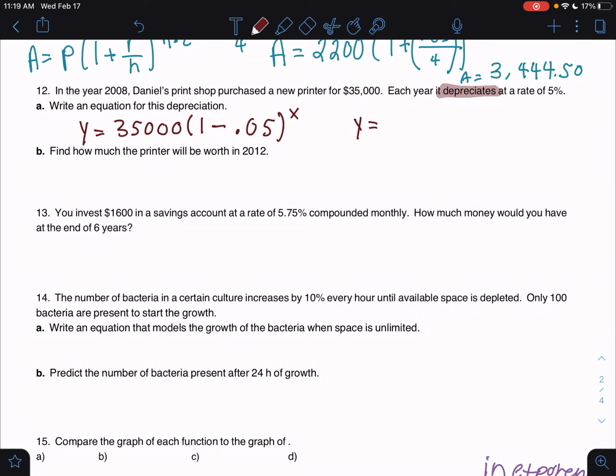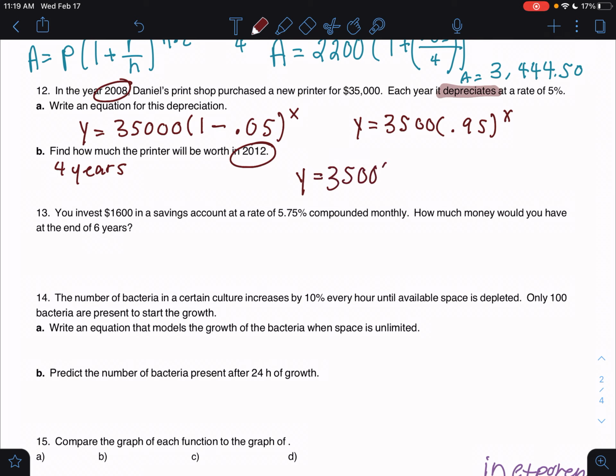And if we simplify that down, we get 0.95 to the x, if you go ahead and take that 1 minus 0.05. Now, how much will the printer be worth in 2012? They gave us it starting in 2008. So 2012 minus 2008 is 4 years. And so we're going to put 4 in for that number. And when you do that, you should get 28,507.72.